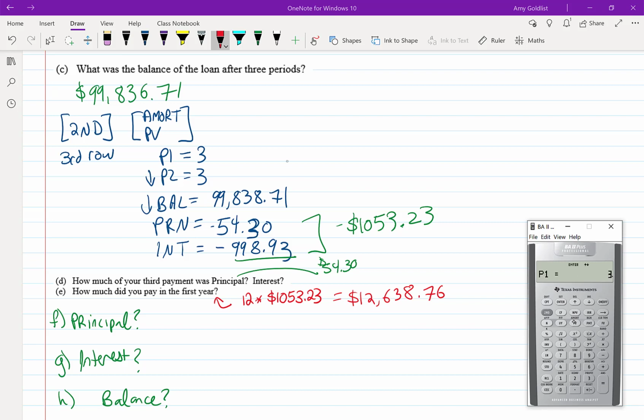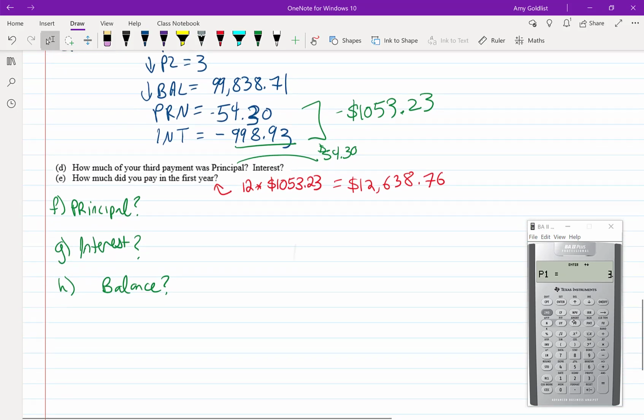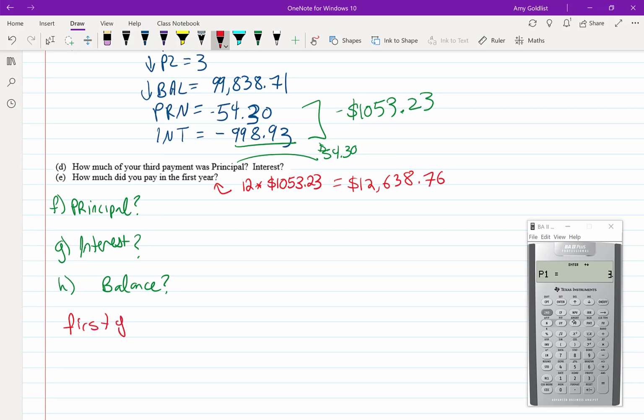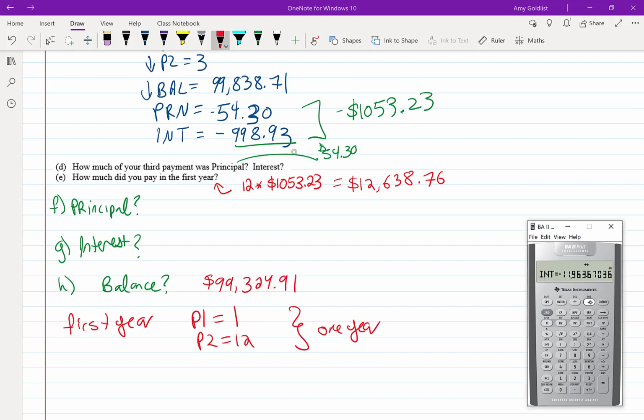So second, amortization. When I'm doing the entire first year, that says from the beginning of the first month, so let's change that to one, to the end of the year, the end of the 12th month, P2 equals 12, that's 1 year. Well, how much did we pay? Our balance, that's part H, was 99,324.91. Our interest was a lot, again, 11,963.67, and the principal we paid off was $675.